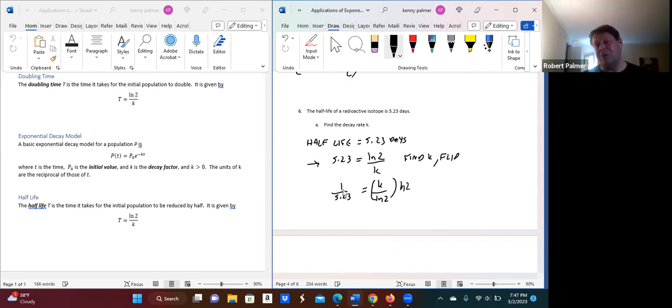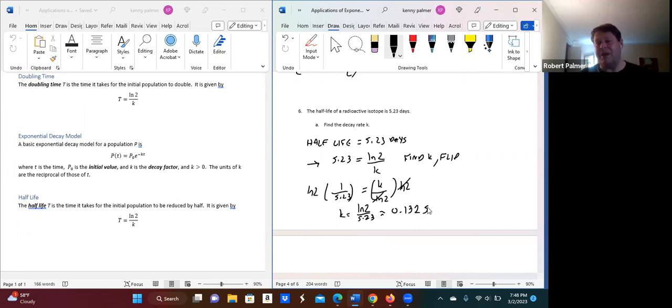Multiply both sides by the natural log of 2 to get rid of it. On this side, they cancel out. We get that K is equal to the natural log of 2 over 5.23. Then either use your calculator or Desmos to find that. I'll just use my calculator. So natural log of 2 divided by 5.23. And that's equal to, approximating, I'll go to 4 decimal places this time, 0.1325.